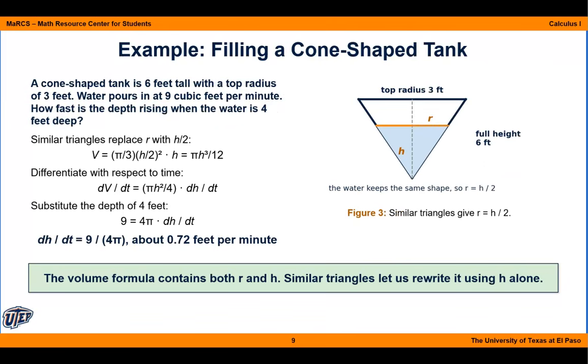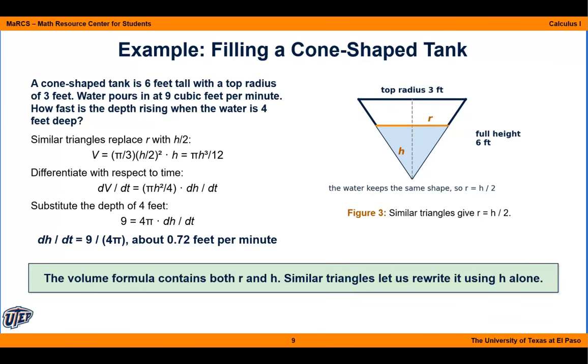This example adds one more important geometric step. The cone is 6 feet tall with a top radius of 3 feet. The water forms a smaller similar cone, so the radius of the water surface and the water depth satisfy r/h equals 3/6. Therefore, r equals h divided by 2. Substitute this relationship into the cone volume formula before differentiating.